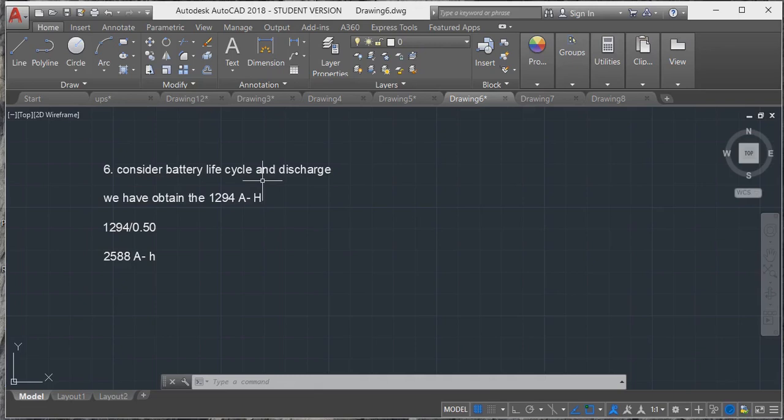Now going to the sixth step, we have obtained 1294 ampere hour. We will use batteries that allow a maximum of 50% discharge, according to the manufacturer's recommendation. Now 1294 divided by 0.50, we get 2588 ampere hour.